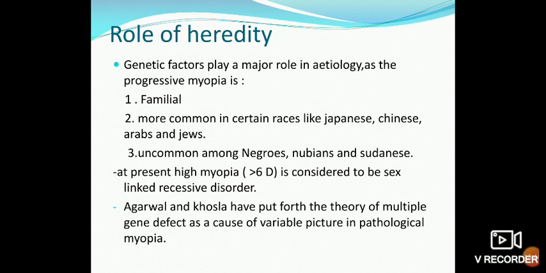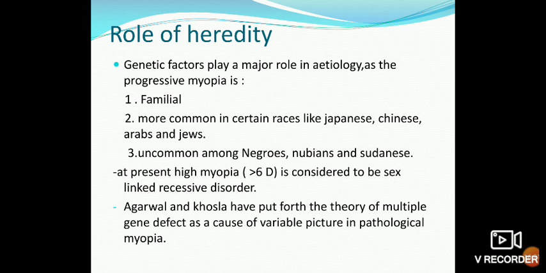Okay, so we'll see first why hereditary or genetic factors are important, because this progressive myopia is seen to be familial. Okay, this is seen to be more common in Japanese, Chinese, Arabs, and Jews. Okay, and this is uncommon among Negroes, Nubians, Sudanese. Okay, so there is a familial trait. And at present, high myopia is considered to be a sex-linked recessive disorder. Okay, simple myopia, autosomal dominant. Remember. Okay, and this is sex-linked recessive.